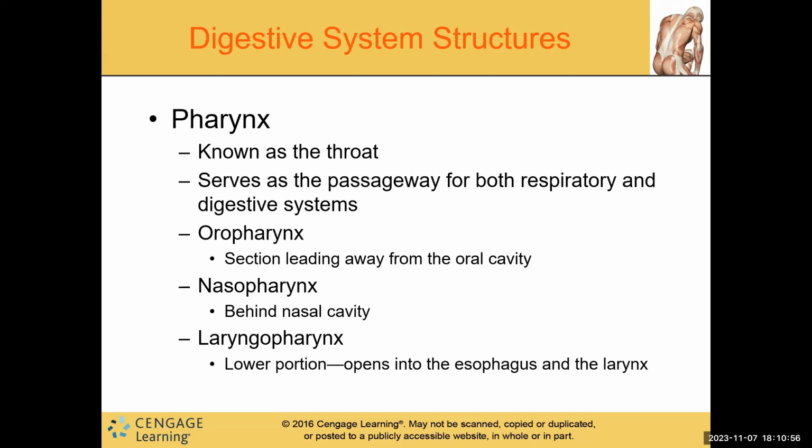The oropharynx leads away from the oral cavity. So it's the first part of the tube at the back of our throat. Nasopharynx is behind the nasal cavity. So the pharynx is that structure at the back of our throat. Oro is at the mouth. Nasopharynx is higher up. Laryngopharynx is the lower portion, opening into the esophagus and the larynx. And we know the larynx is our voice box.